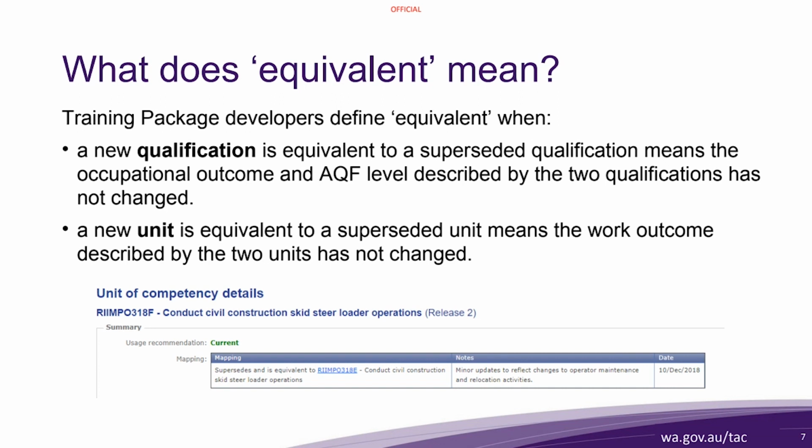This is reported in each unit of competency. If you look at the bottom of the screen in rather small text, it has here a unit of competency, conduct civil construction skid steer loader operations. This particular unit is the F version of RII MPO 318F. It has a little section in the unit of competency called mapping.